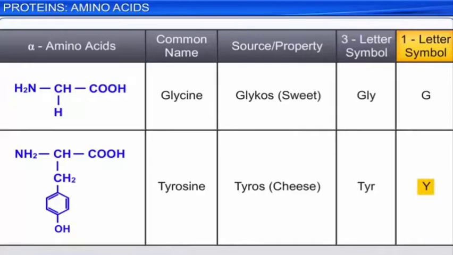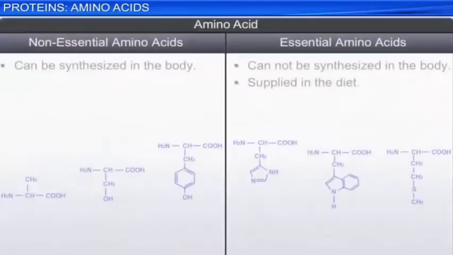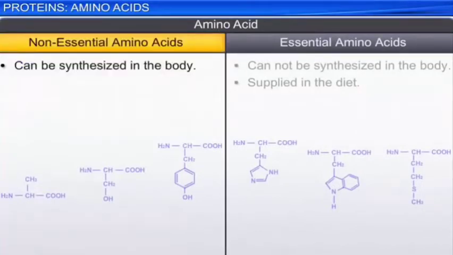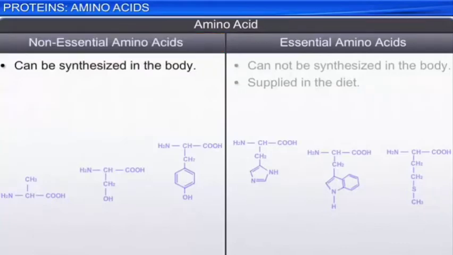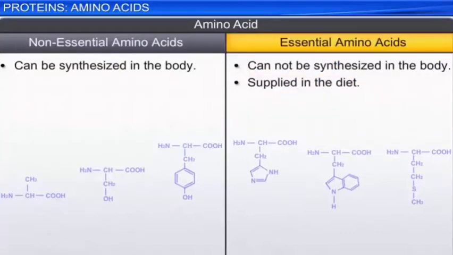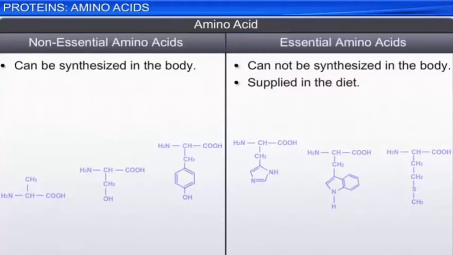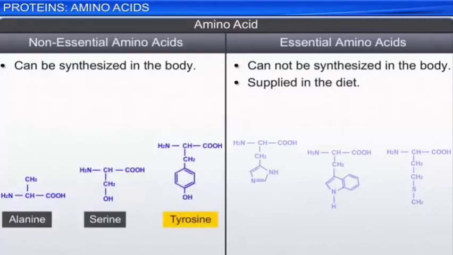Among the natural amino acids, the ones that can be synthesized in the body are called non-essential amino acids, whereas those that cannot be synthesized in the body and therefore must be included in the diet are called essential amino acids. Some examples of non-essential amino acids are alanine, serine, and tyrosine, while examples of essential amino acids are histidine, tryptophan, and methionine.